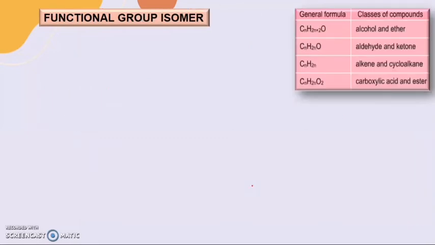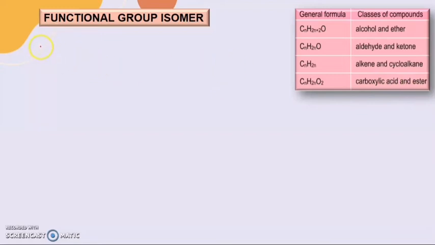Okay, next is about the functional group isomer. For the functional group isomer, there are pair of functional groups to be classified as functional group isomer, and you have to remember these pairs. For example, compound of alcohol will have a functional group isomer with ether compounds, aldehyde with ketone, alkene with cycloalkane, while carboxylic acid with ester are said to be functional group isomer.